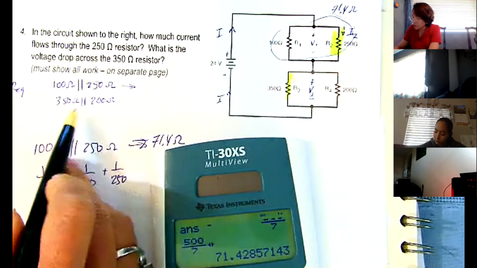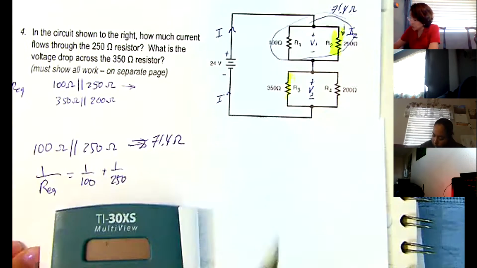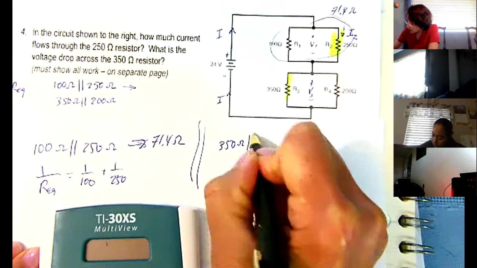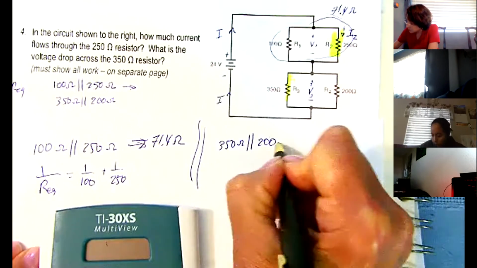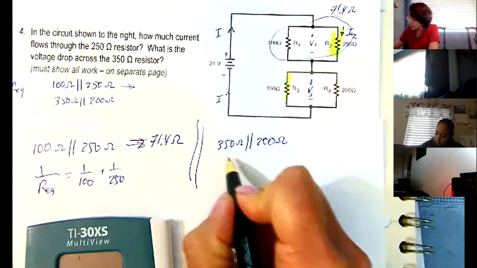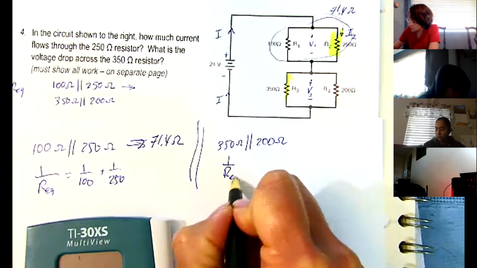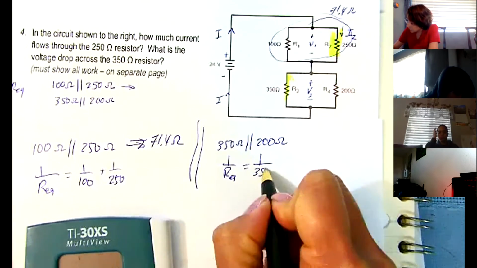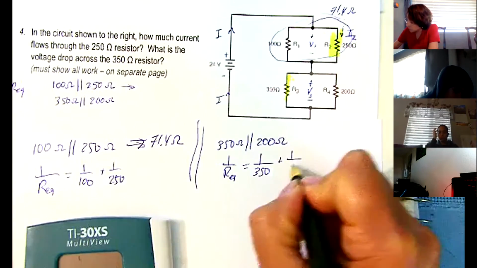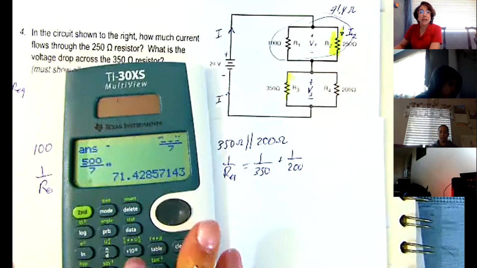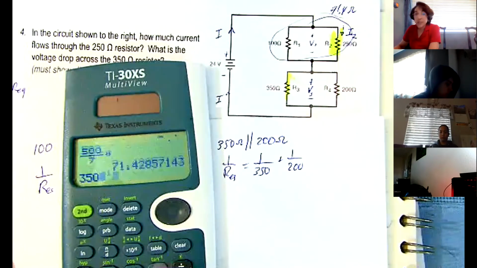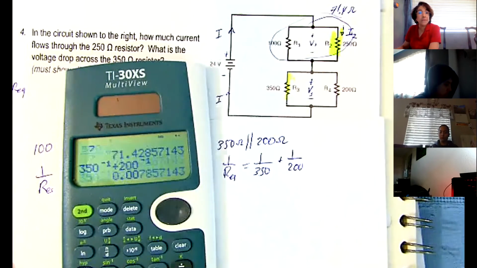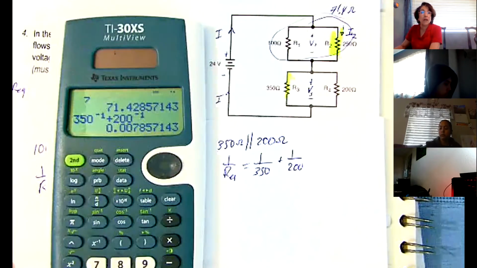And then we got the 350 and the 200. So let's figure out what that is. I got 350 ohms in parallel to 200 ohms. So let's figure out what that is. So 1 over R for just these two has to be the same thing as Fernando did, 1 over 350 and 1 over 200. Let's do what that is. 350, take the inverse, plus 200, take the inverse, and I have 0.007, blah, blah, blah.